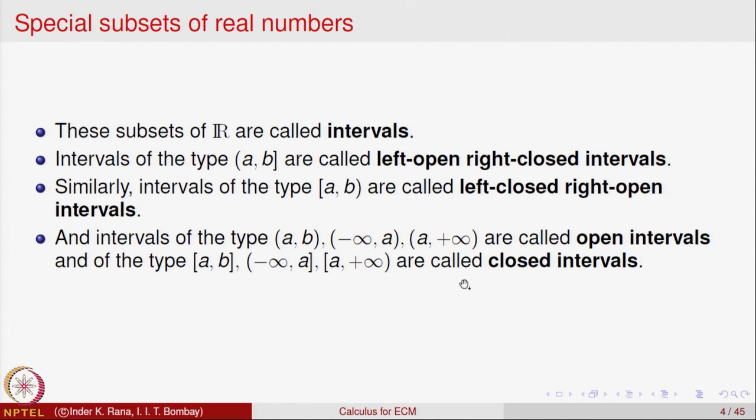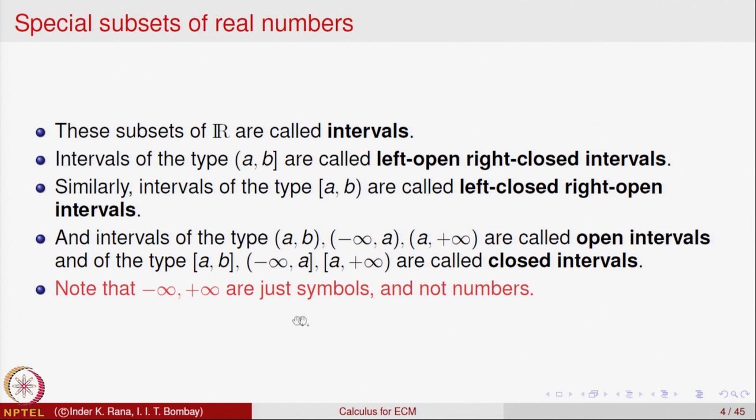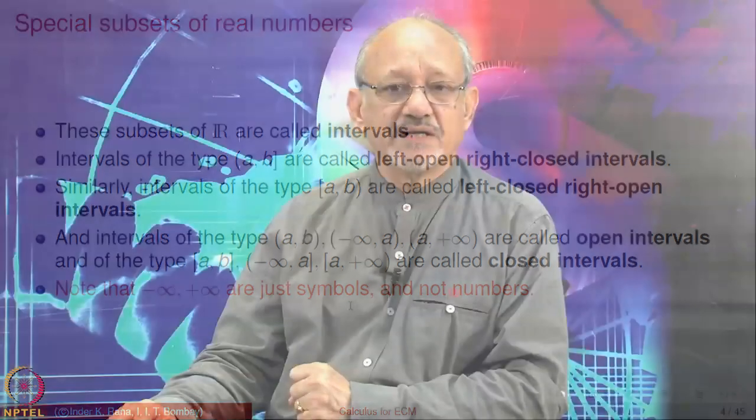So, these are names given to special type of subsets of the real line, but all along please keep in mind that minus infinity and plus infinity are just symbols, they are not numbers. Do not confuse them that plus infinity is a number which is bigger than or equal to any real number a. It is not a number, it is just a symbol, a shorthand to describe the intervals. So, let me just once again go back.